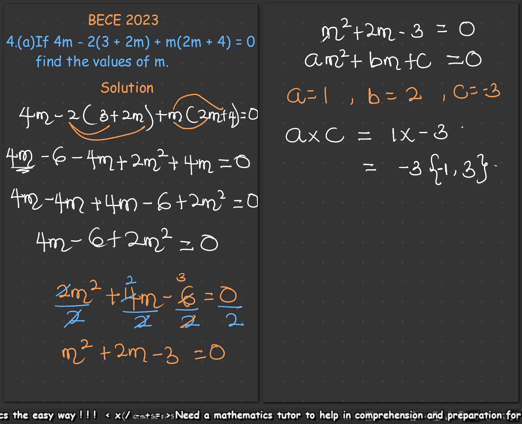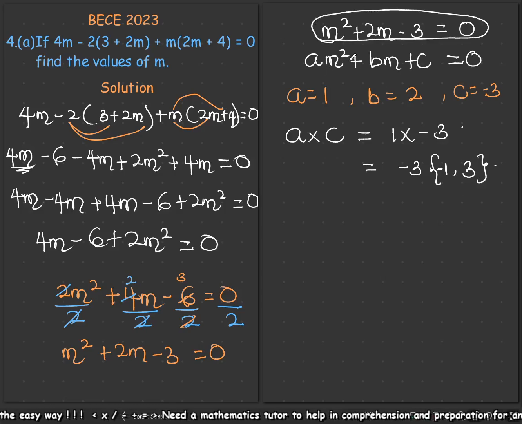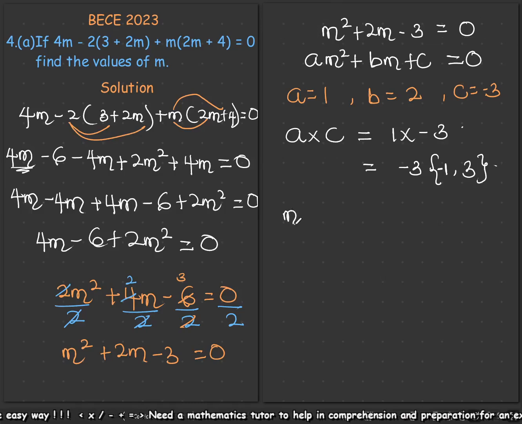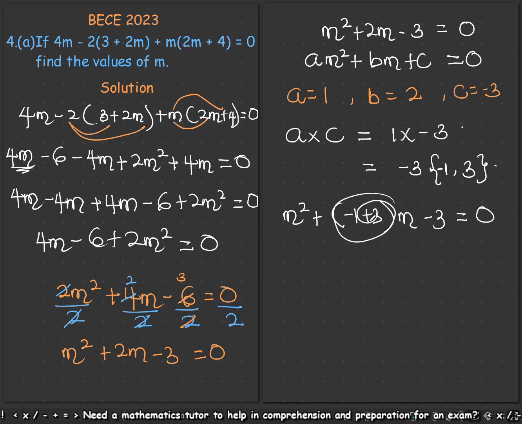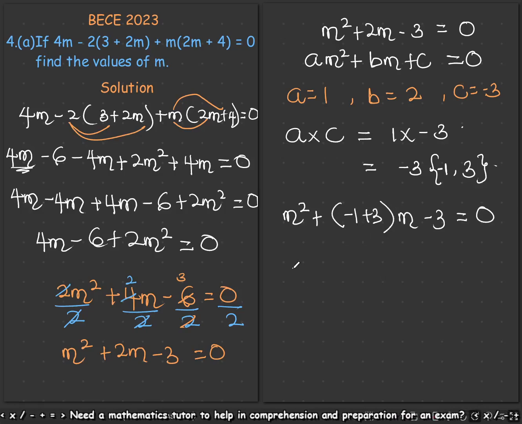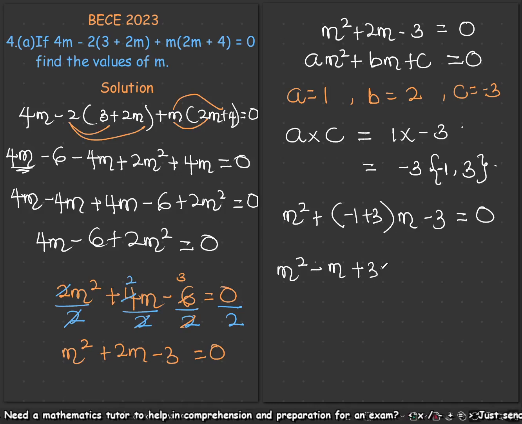So this equation now becomes m squared plus, instead of the 2, we write in brackets negative 1 plus 3, m minus 3 is equal to 0. So this is a new form of writing the 2. You see, so that we have m squared. Taking out this bracket, we have negative 1 multiplying m to give us negative m. Then we have 3 multiplying m to give us a positive 3m, minus 3 is equal to 0.